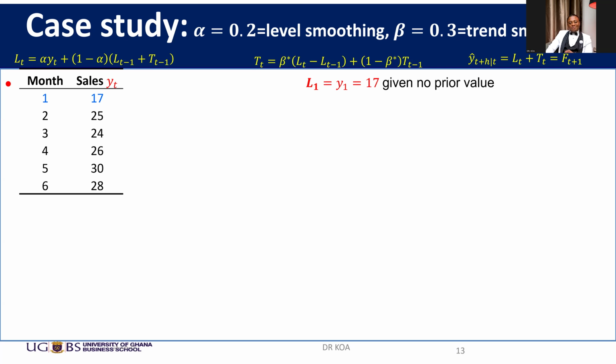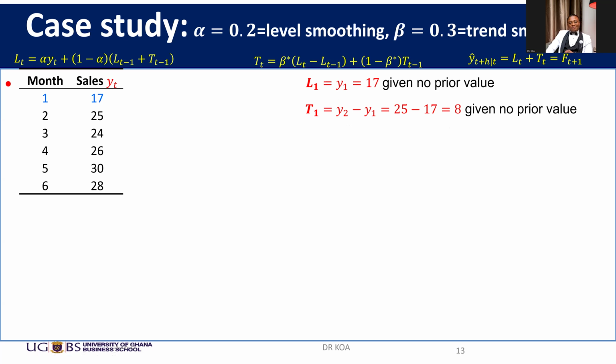So how do you find the trend? Remember that the trend parameter is what? You can tell me. The trend smoothing, 0.3. We're going to use that 0.3 to calculate this one. How do you do that? Look at it carefully. The trend is given by the second period minus the first period.